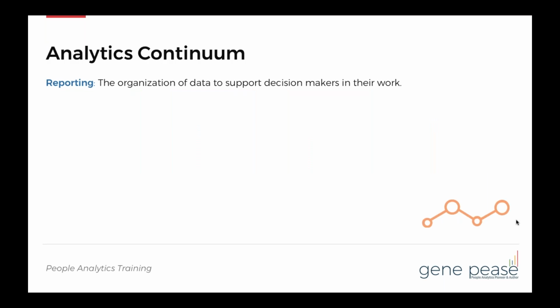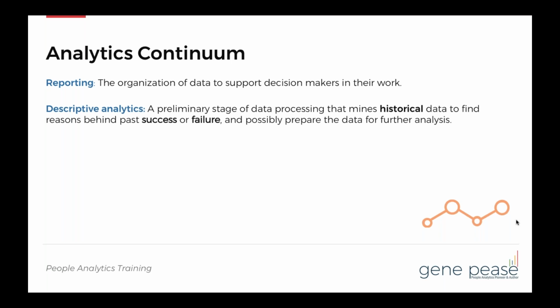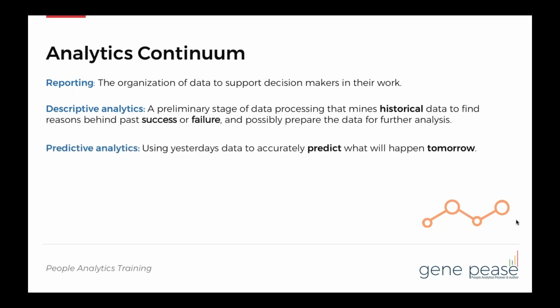So let's talk about what these words mean and how we look at it from an analytics continuum. Reporting is really what you do every day, every week, every month. It's your activity reporting within your department. We then move into descriptive analytics, which is the preliminary stage of data processing, looking at historical things to find success and failure. Predictive analytics is the next step, and it's really using that prior data, historical data and descriptive analytics, and using it to predict what will happen in the future.